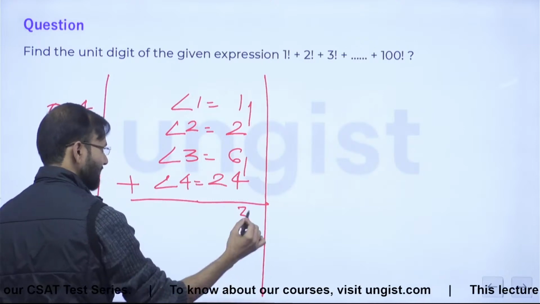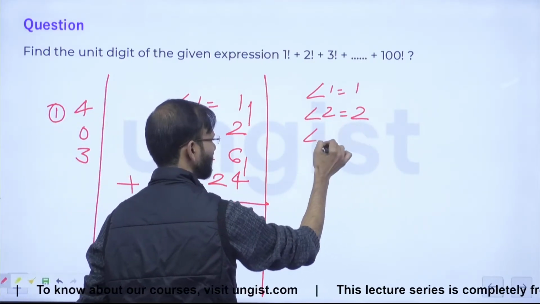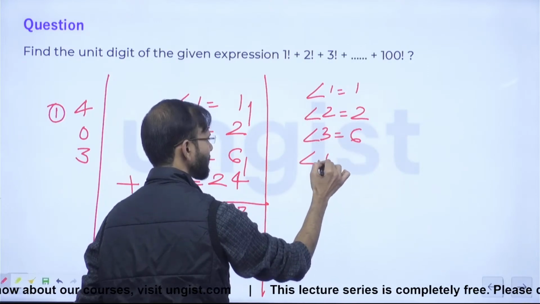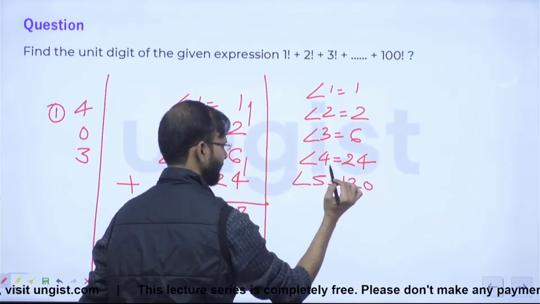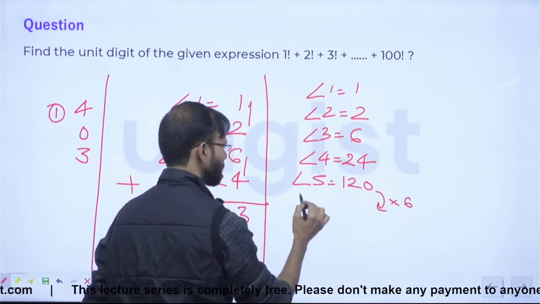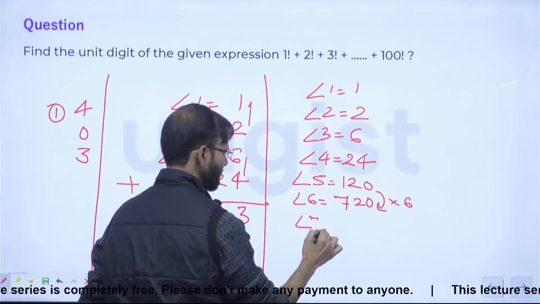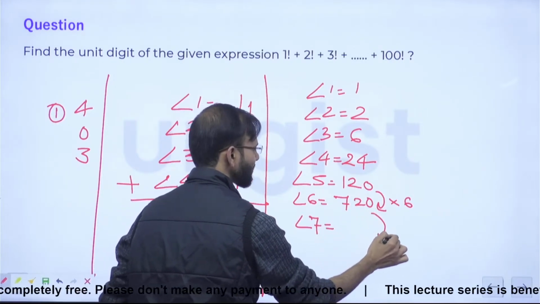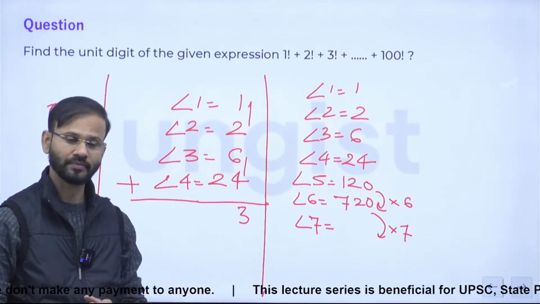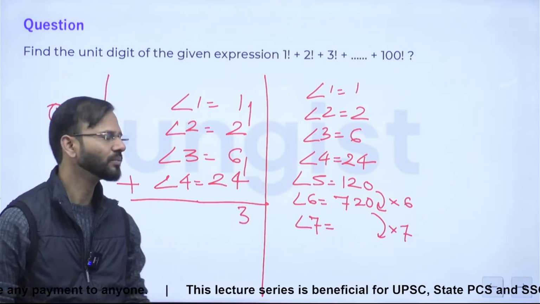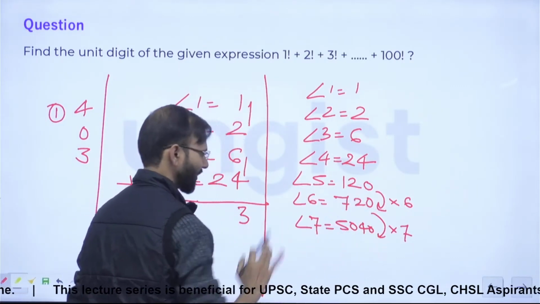Now just think on it, guys. Factorial 1 is 1, factorial 2 is 2, factorial 3 is 6, factorial 4 is 24. Factorial 5 is what? 120. And factorial 6 will be what? 720. Factorial 7. Now guys, to find factorial 7, you just multiply 720 with 7. Right? So, I know the answer. This is 5040. Right? Okay, I'm writing it.